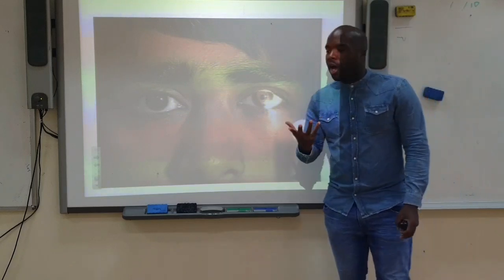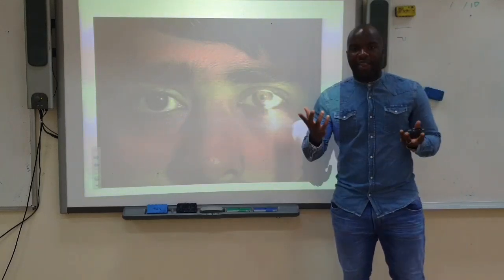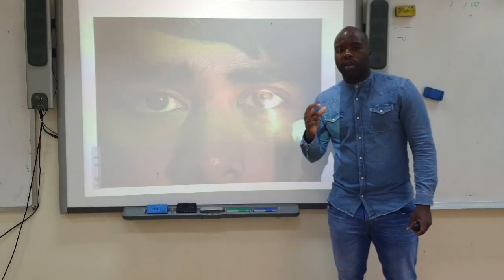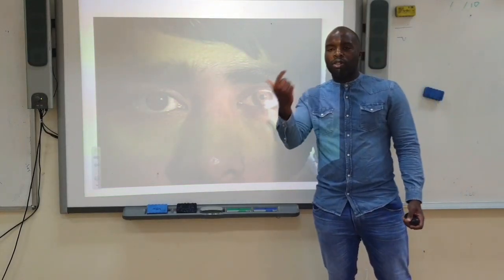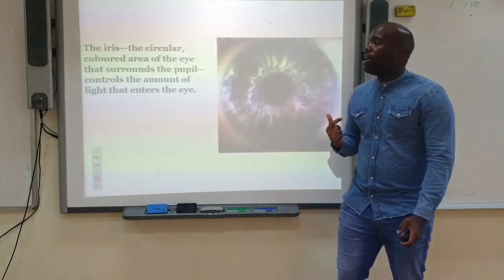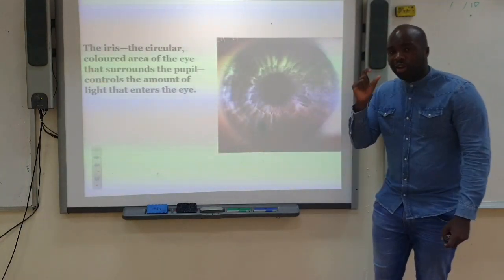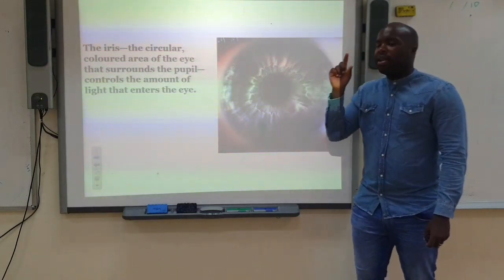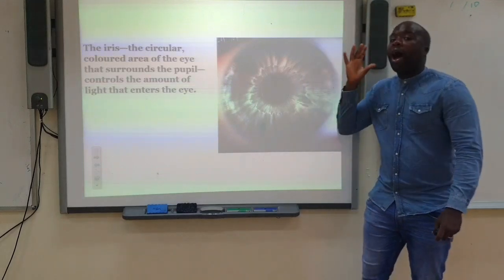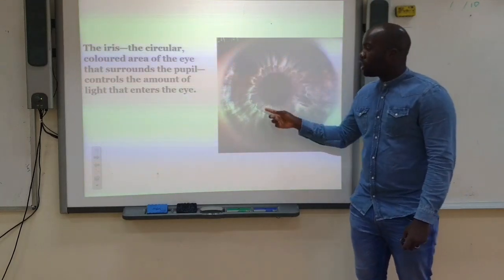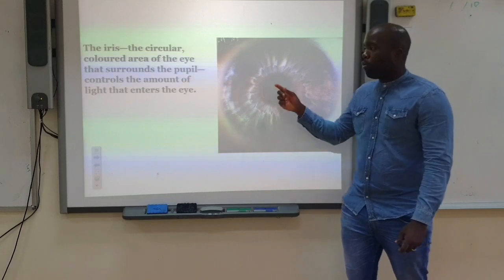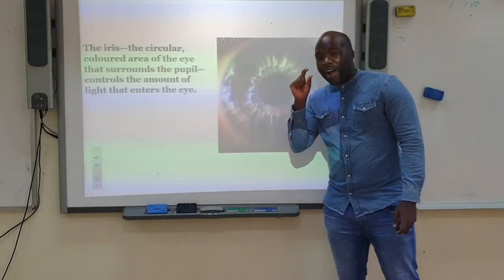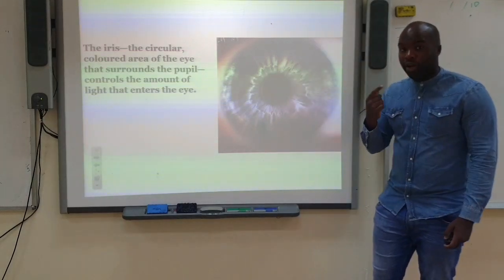Now, guys, if you remember in our last video, we were looking at reflexes. And this is a reflex we looked at, the pupil reflex. The pupil reflex controls the amount of light entering our eye. This is controlled by a circular bit of muscle known as the iris. The iris is the ring of muscle that's around the pupil. The pupil is like a gap.